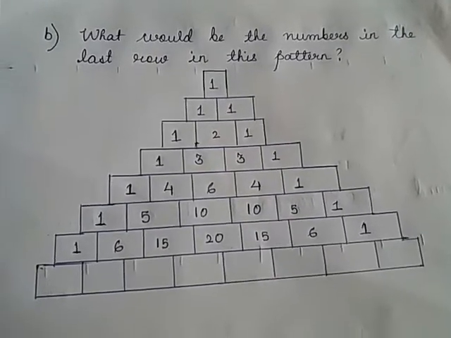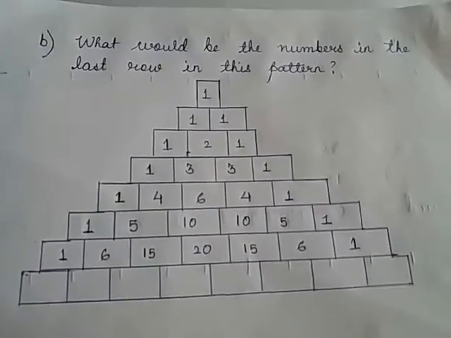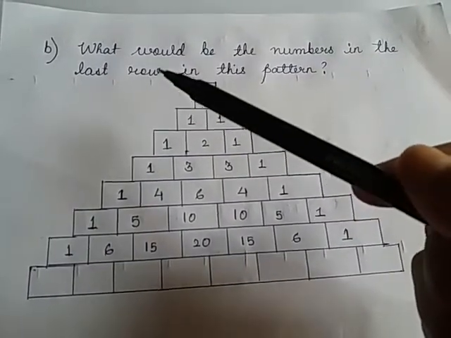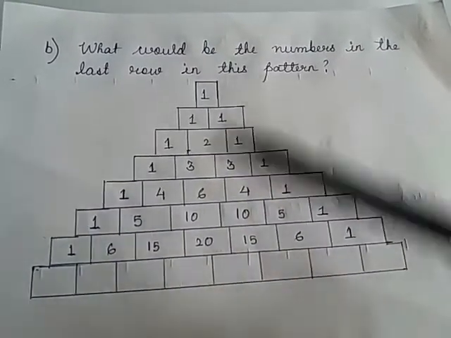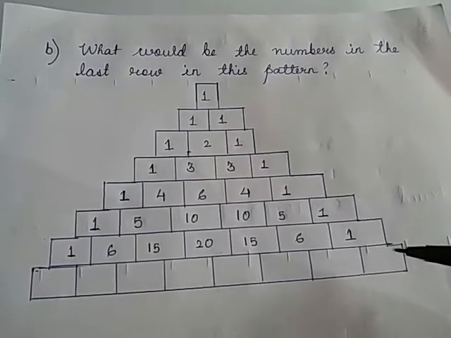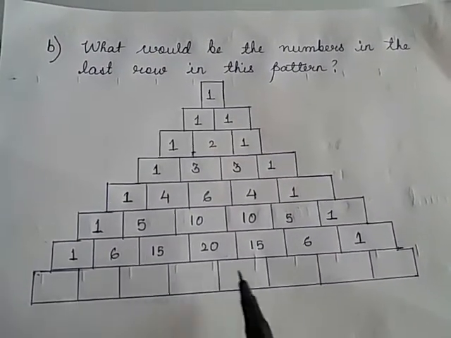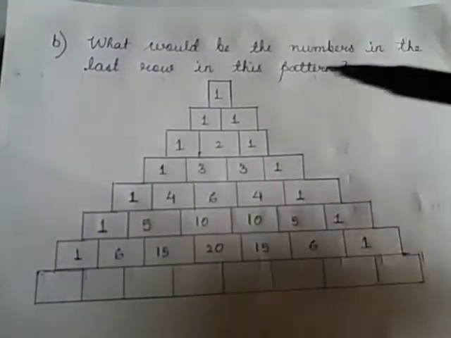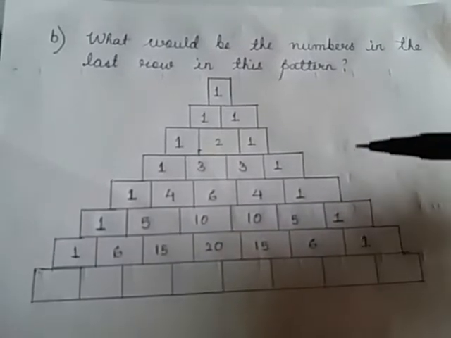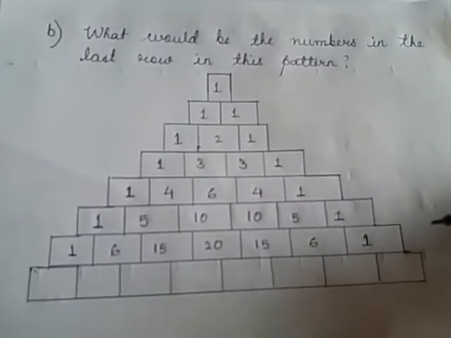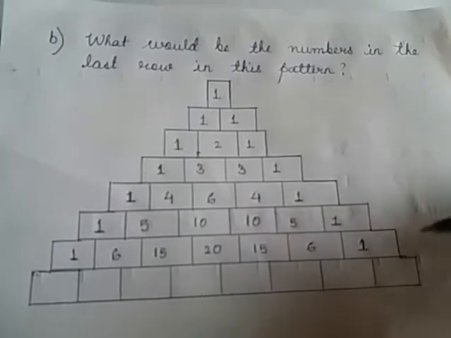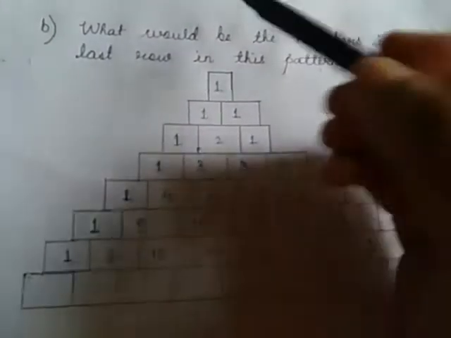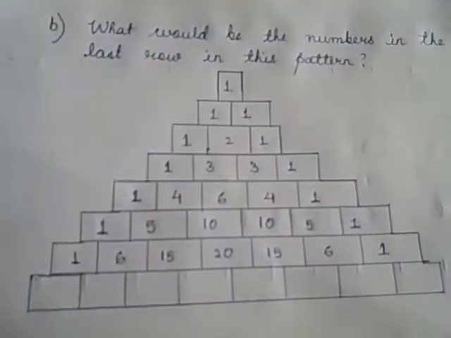Now here is one more question. Here they have shown a pyramid of numbers, and we have to find the numbers in the last row of this pattern. If you look carefully, you will see that in this pattern the number in each square is the sum of the numbers in the two squares above it. See, it is 1 here.